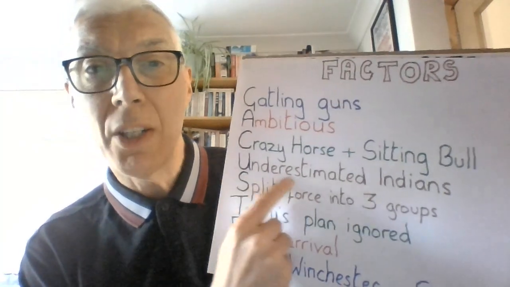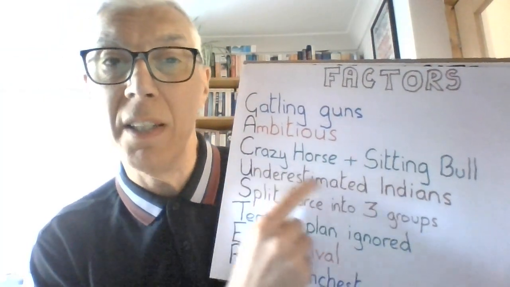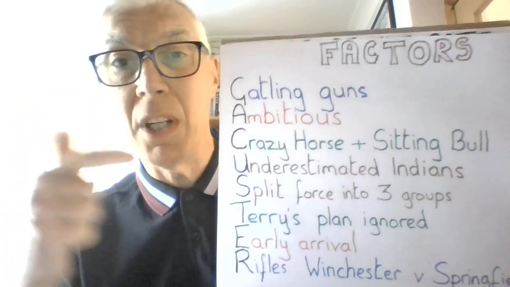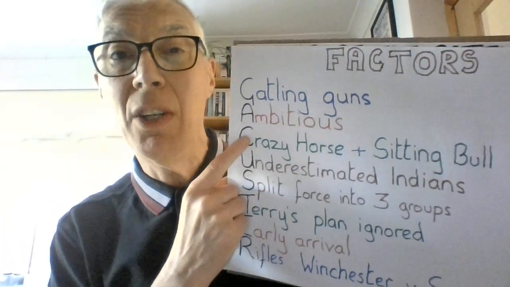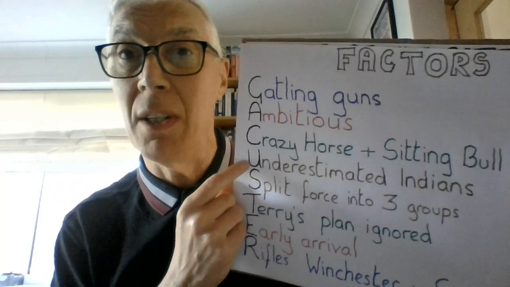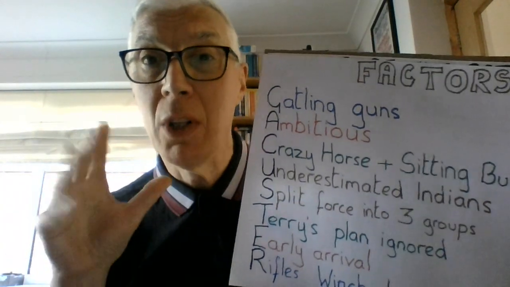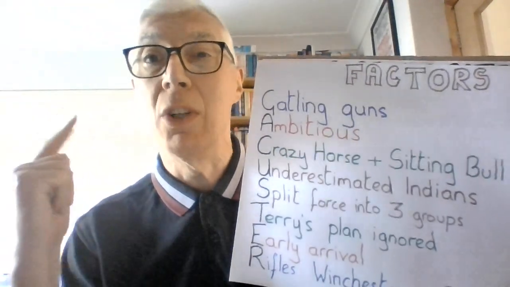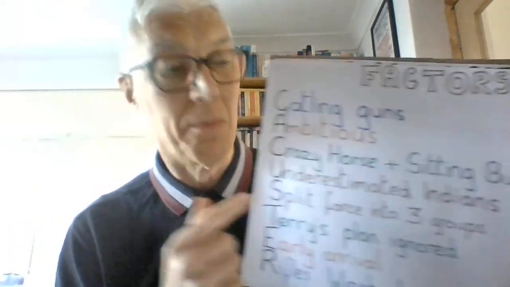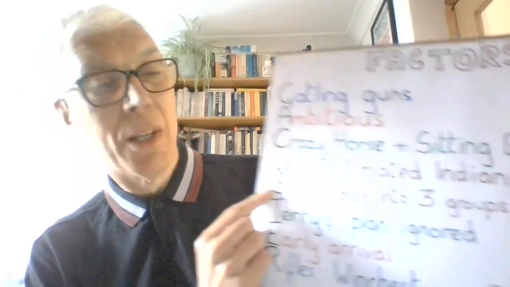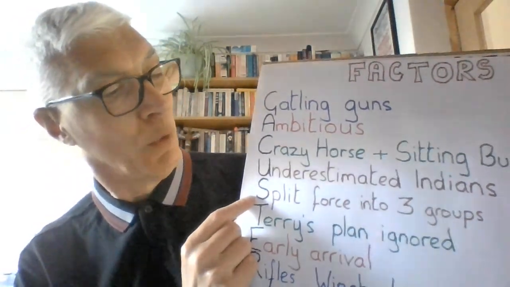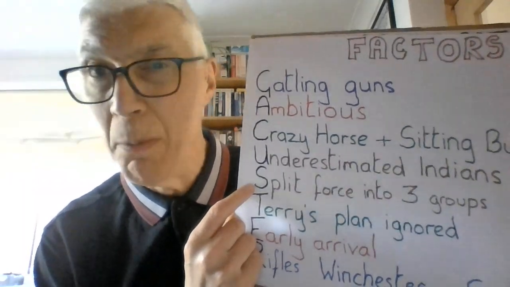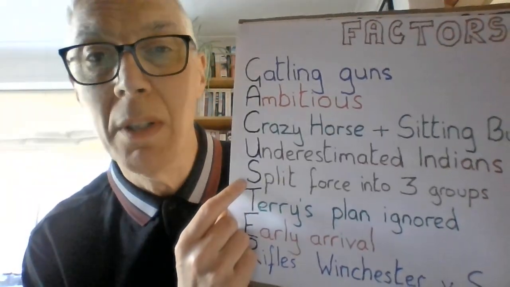It's got to be said, Custer underestimated the Indians, both in their size and number, but also their tactics. Crazy Horse outsmarted Custer. And although Custer wanted to surround Crazy Horse, in the end, Crazy Horse surrounded Custer. We've seen Custer split his force into three groups. A great tactic in the past, but not that day, ladies and gentlemen.